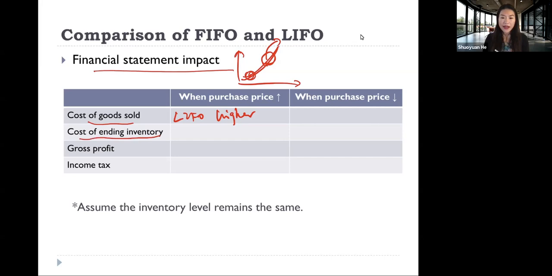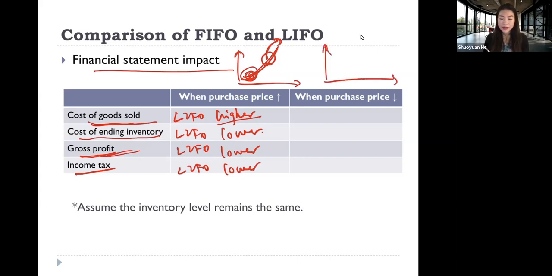And then cost of ending inventory. Under LIFO, it will be lower because the higher price goes out. So what is left is at the lower price. And how about gross profit? Under LIFO, because the cost of goods sold is higher, the gross profit is lower. And how about income tax? Because income tax is associated with your gross profit, under LIFO, it is lower.